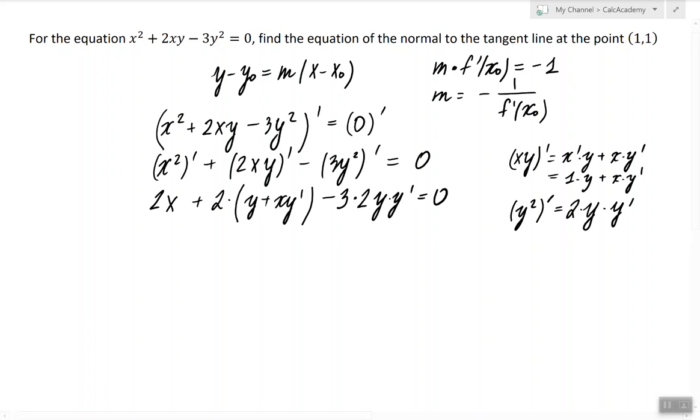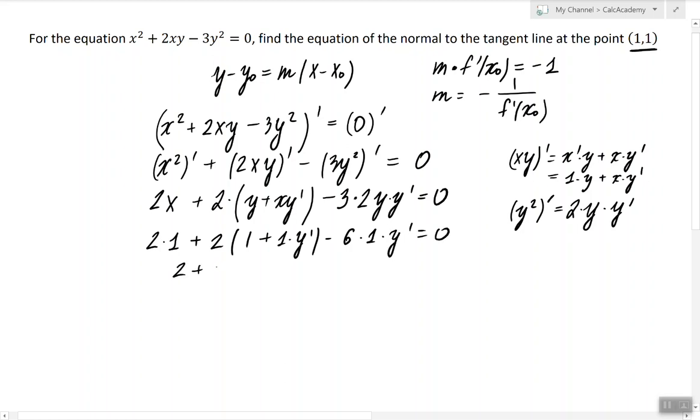Now, since the goal here wasn't to find the derivative itself, but to find the value of the derivative at a point, instead of isolating the y prime, I'm going to replace the x and y values of the given point into this equation, and then solve for y prime. So simplifying everything, that means y prime is equal to 1.